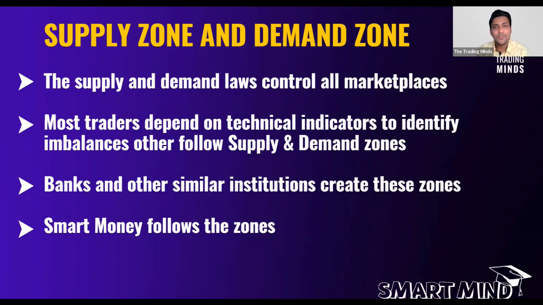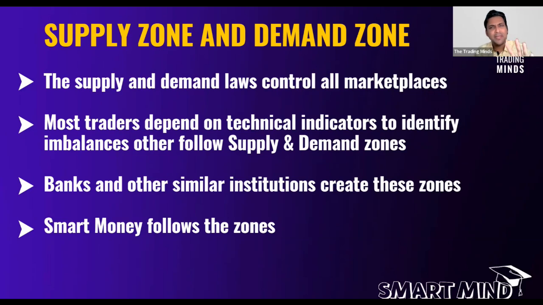Similarly, in the stock market also, these are the areas. Demand zone is an area where the interest in buying is more. Supply zone is an area where the interest in selling is more. Let's talk about this in detail. First thing I told you is that supply and demand zones are laws that control all the marketplaces. Second thing, most traders depend upon technical indicators to identify the imbalances, right?